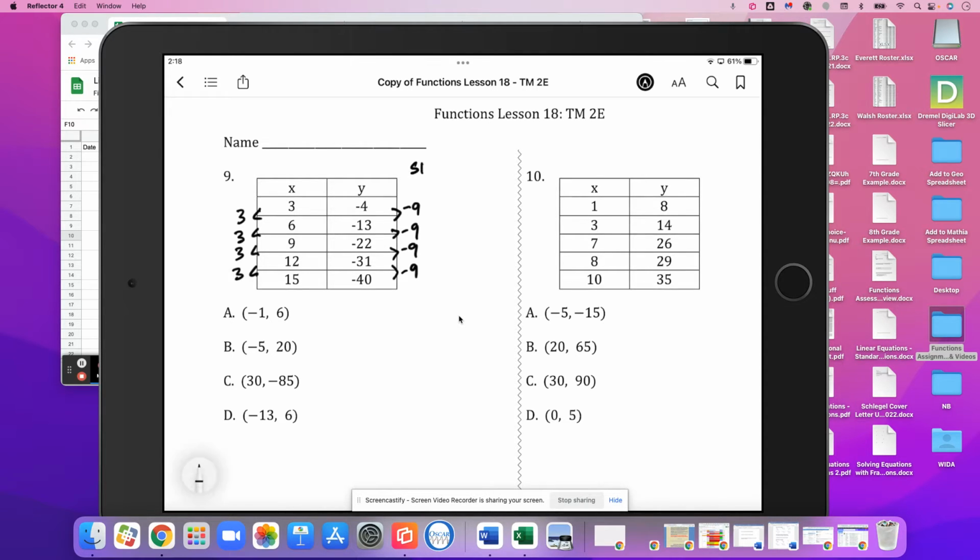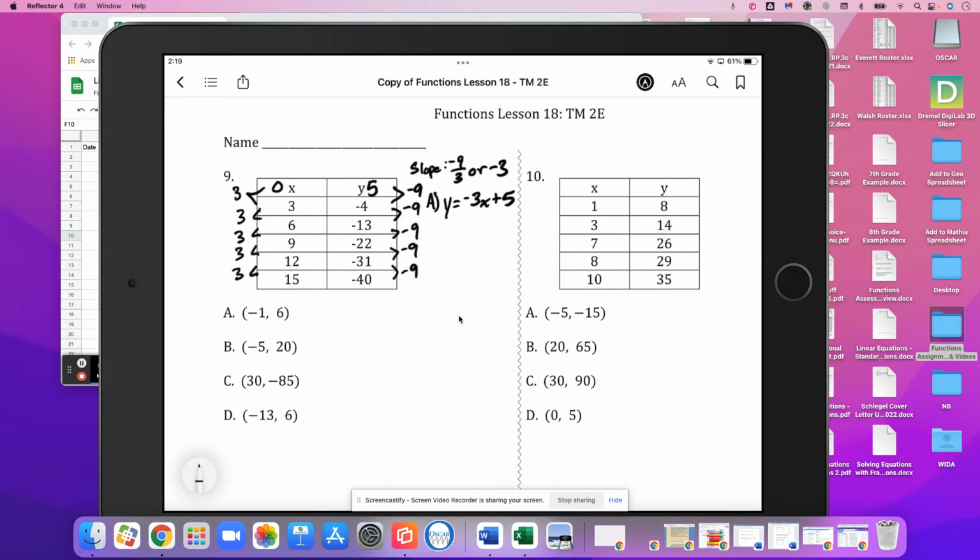So our slope is negative 9 over 3, or negative 3. To get back to the y-intercept, I need to just go back 3 here, back 9 here. So that gives us a y-intercept of positive 5. So for the first one, for A, we'll have y equals negative 3x, and our y-intercept is 5. So there we go. Got our equation.